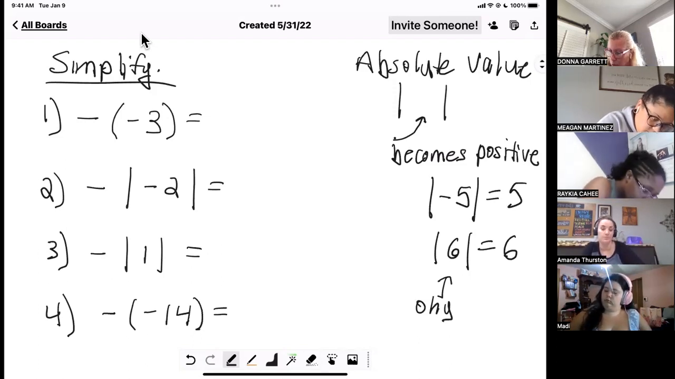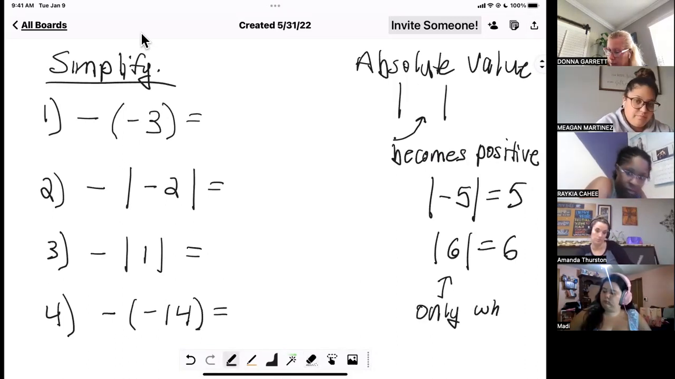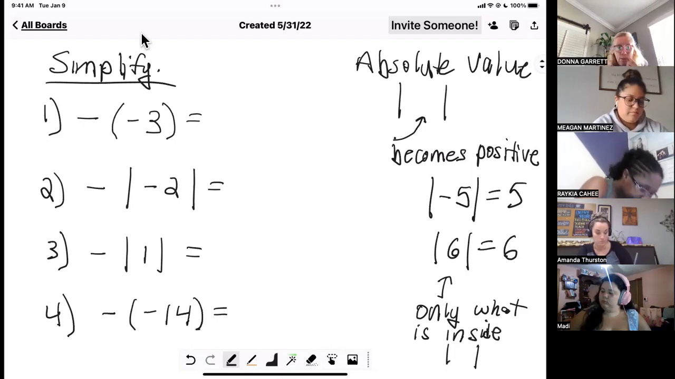Only what is inside the bars. That's what becomes positive. Okay, so here we go. Number 1.